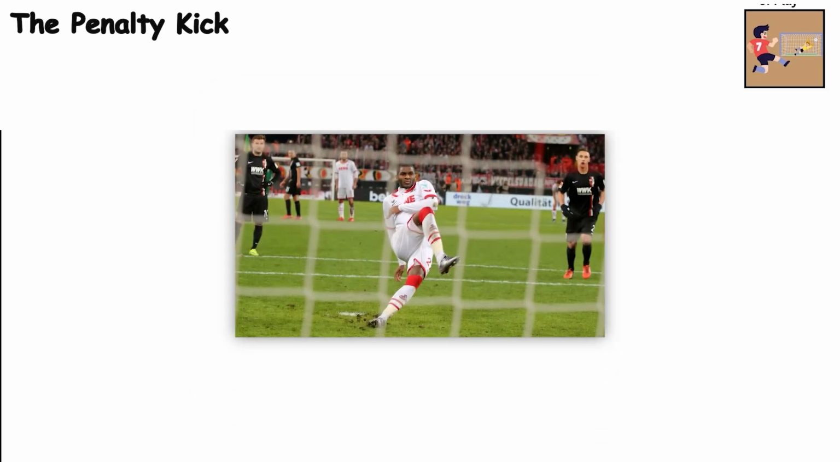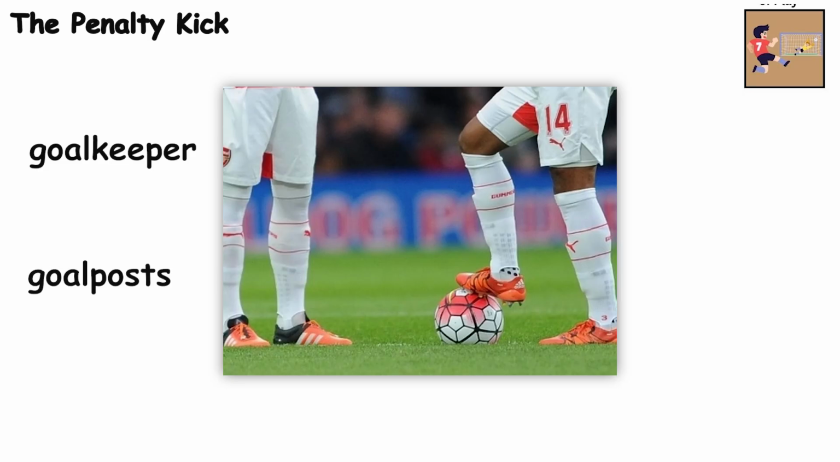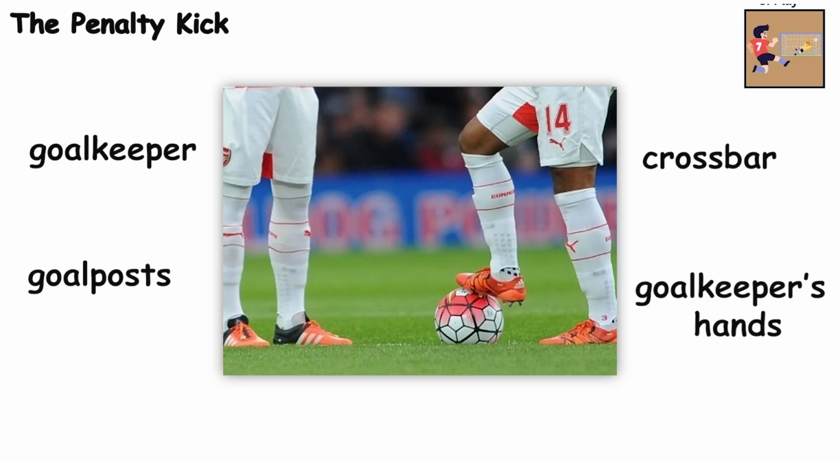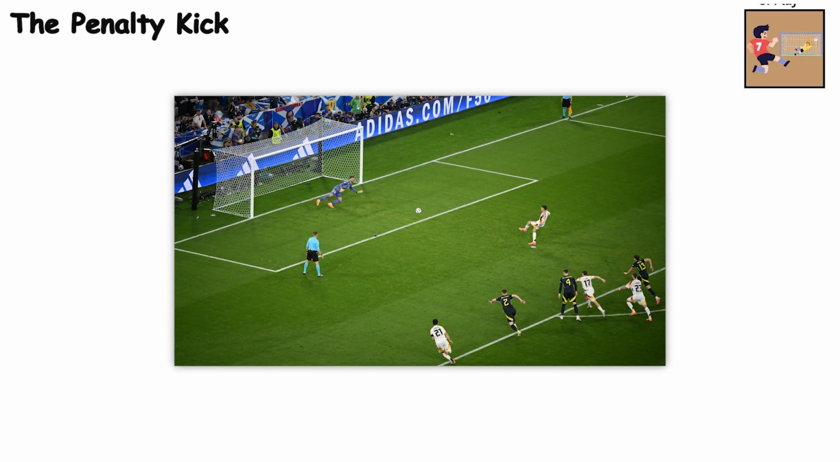A goal can be scored directly from the penalty kick, provided the ball enters the goal without touching another player. If the ball rebounds off the goalkeeper, the goalposts, crossbar, or goalkeeper's hands, the kicker cannot touch it again until another player has touched it. If the second touch is illegal, play may be stopped and restarted with an indirect free kick.